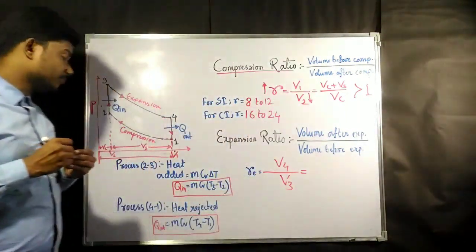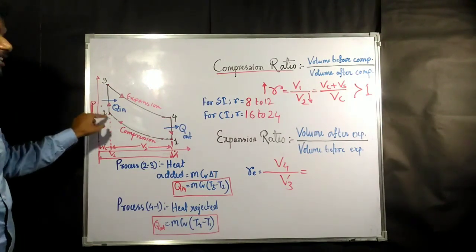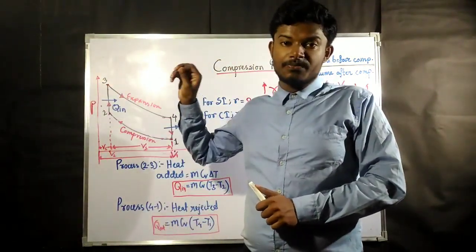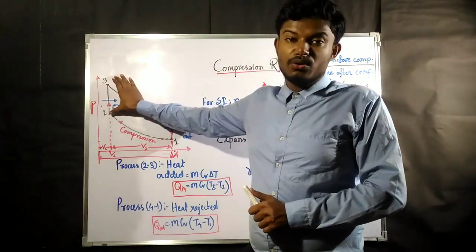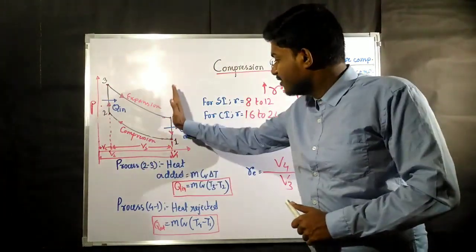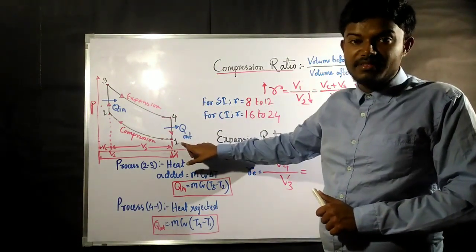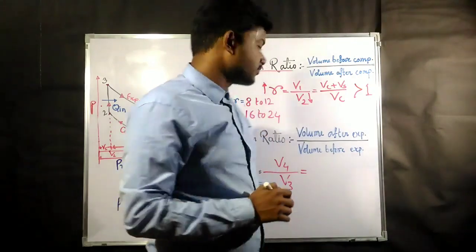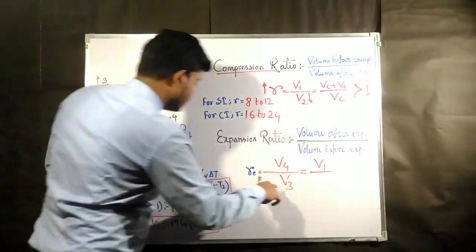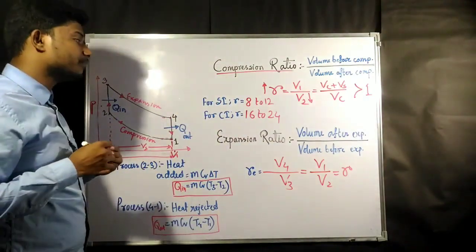If you see in the diagram, you will see that volume 3 and volume 2 are going to be the same because the heat addition process was constant volume. So the volume at point 2 and volume at point 3 is the same. This is a constant volume line. This is also a constant volume line. So volume at point 4 is going to be the same as volume at point 1. So in place of V4 you can write V1, and in place of V3 you can write V2. So this is going to be again equal to the compression ratio only.